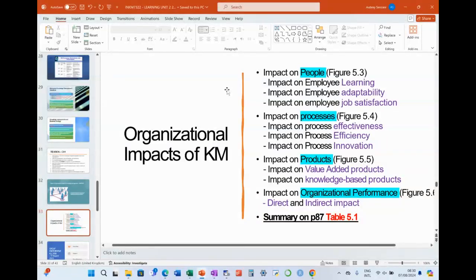But it doesn't end there. By impacting people, you're also going to be impacting processes, because who carries out these processes? It's people, right? Although we might use systems and all that type of stuff, it's people. These processes are going to be more effective and efficient. And because the people who engage in these processes have more knowledge, they're going to be more innovative. So they might switch up the processes and employ better processes. So that's how innovation is being impacted in your processes.